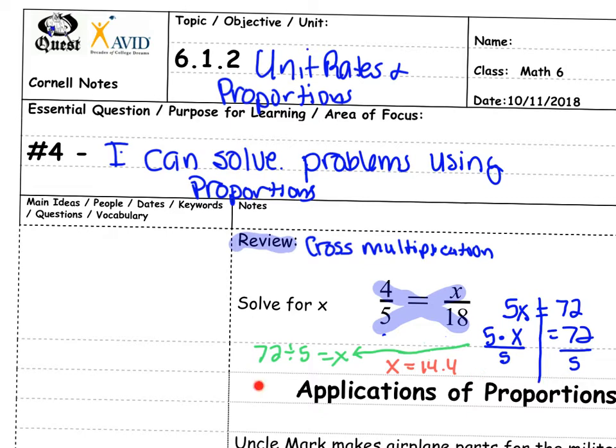The other way to think about it are those fact families that you learned about. 72, 5 times x is 72, therefore 72 divided by 5 is x. So I came out with 14.4. Please mark this if you got it wrong so we can talk about it. Ask a question over here if you need to.